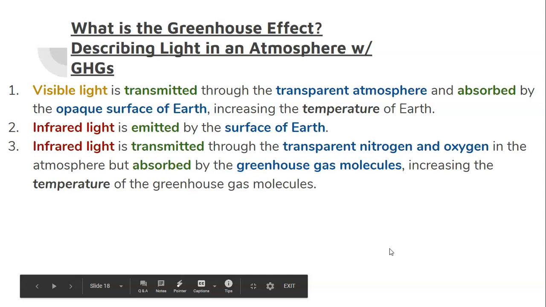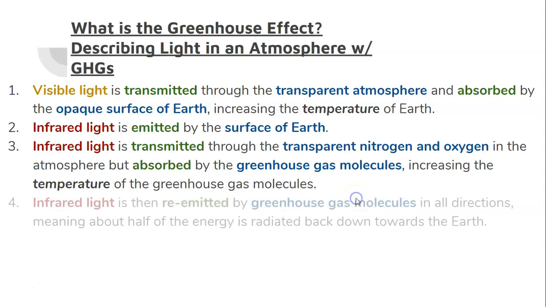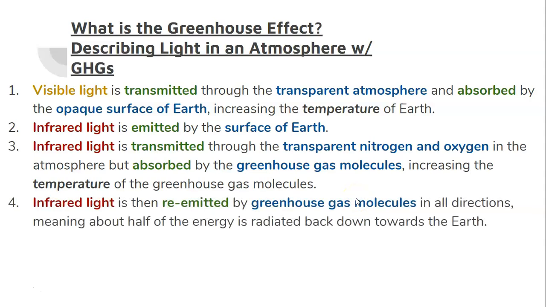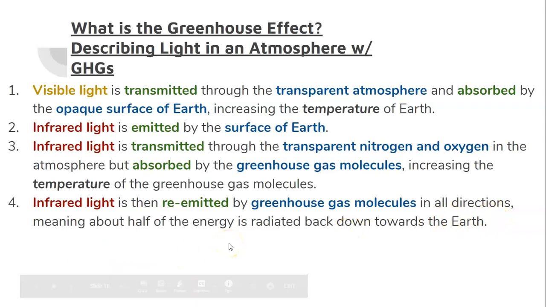And then here's where it's different from the atmosphere without greenhouse gases. Infrared light is transmitted through the transparent nitrogen and oxygen in the atmosphere, but absorbed by the greenhouse gas molecules like carbon dioxide, increasing the temperature of the greenhouse gas molecules. They wiggle, and then that infrared light is re-emitted by greenhouse gas molecules in all directions. Again, that's an important piece, in all directions, meaning about half of the energy is radiated back down towards Earth.